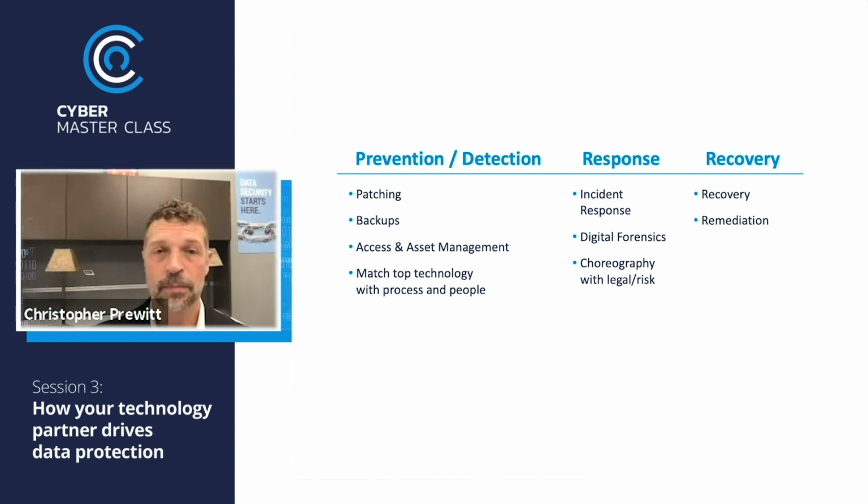So we've talked plenty about planning. On the prevention and detection side, what are the important things that we have talked about? Patching, backups, access and asset management, I think, are done poorly in many organizations. We see a lot of larger organizations right now trying to get those two right, building programs around identity and access management, and asset management. Matching technology with people and process. It can't be any one, it's really got to be all three.